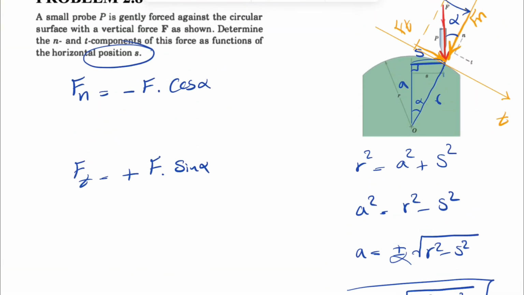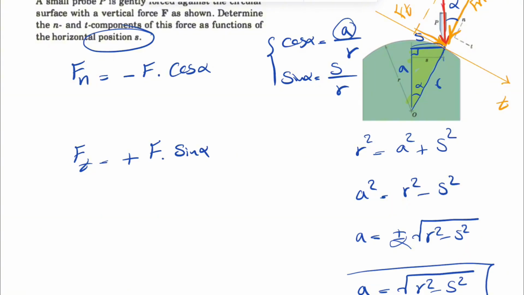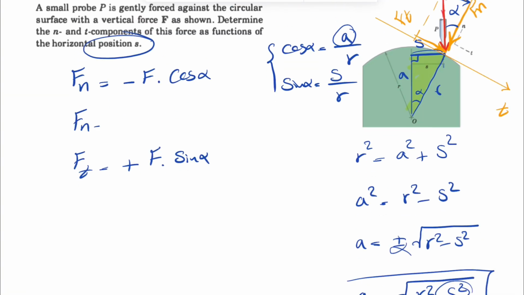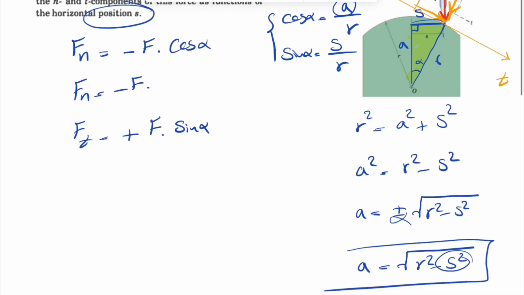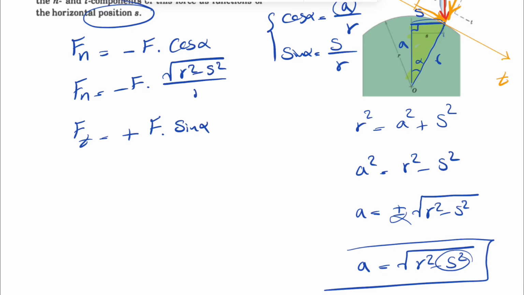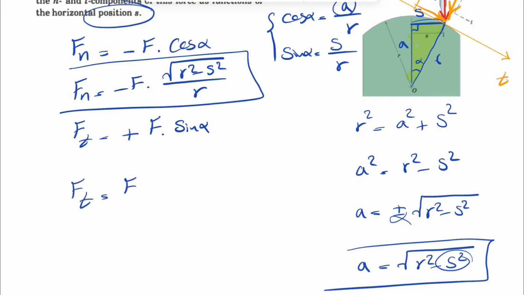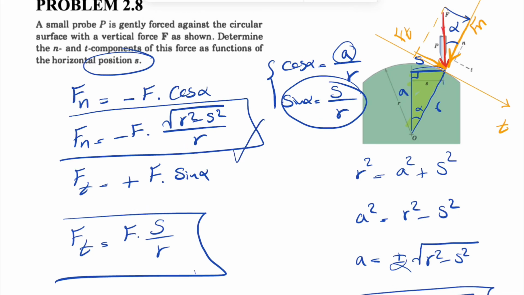Also, if you look at this right triangle that I'm highlighting in yellow, we should be able to find the value of sine and cosine of alpha. To find cosine of alpha from the yellow triangle, we have the adjacent, a, over the hypotenuse r, and for sine of alpha, we have the opposite, s over r. We already found a as a function of s. So our Fn would be minus F times a over r, where a is the square root of r squared minus s squared, over r. So we found our Fn as a function of s. And for Ft, we have F times sine of alpha, which is basically s over r. So this is going to be the final answer for this question. We found the two components of our force F.